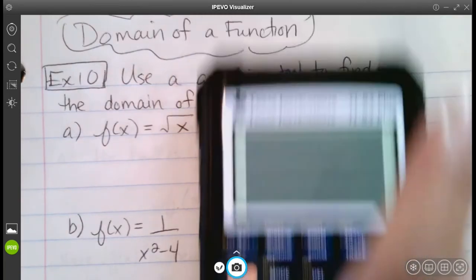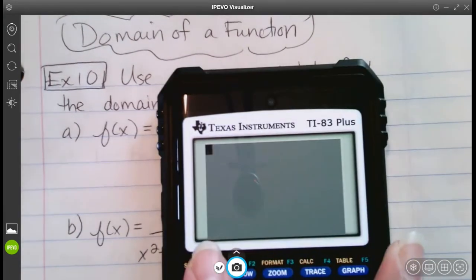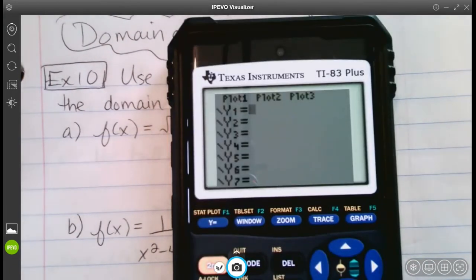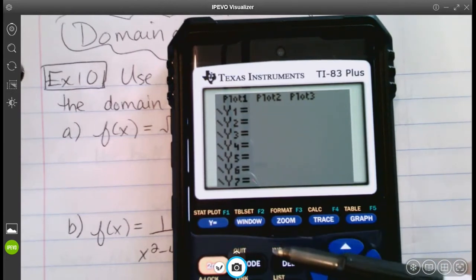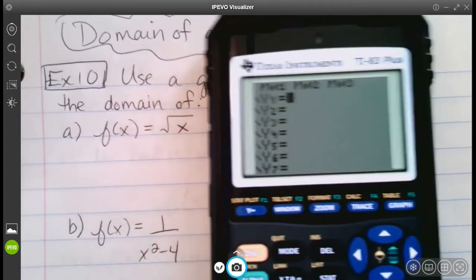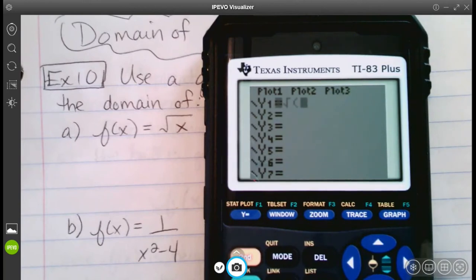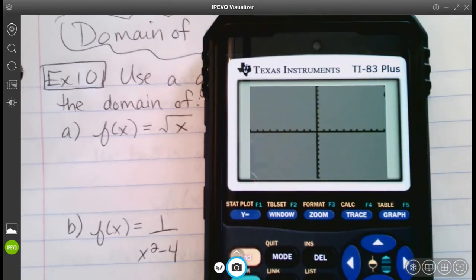Okay, so we're going to go ahead and graph this first one. F of x is equal to the square root of x. You want to go to y equals, which is up here in this corner. Okay, and we're not going to do f of x. Remember, f of x is the same as y. So all I'm going to do is graph that square root of x. So second, and then square root, and then x, and then just close the parentheses. And we're going to graph it. The graph is here in the other corner. So there it is. So it looks like it kind of starts at 0 and it goes on forever.